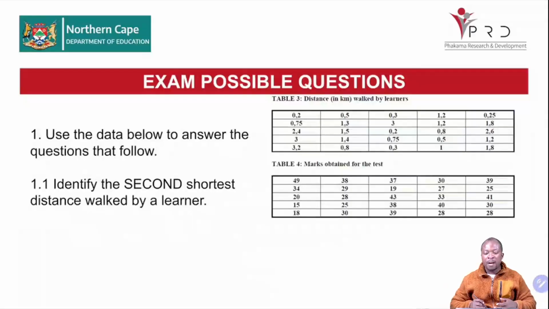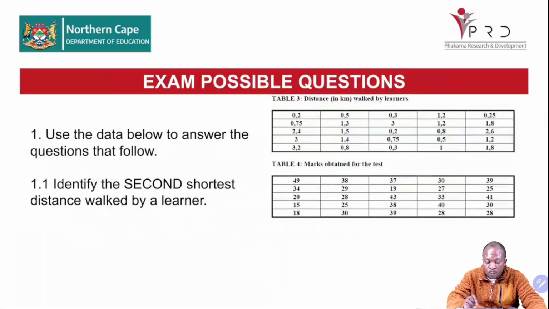Now I have spoken enough. Let's look at some few exam questions. Use the data alongside to answer the questions that follow. Question 1.1. Identify the second shortest distance walked by a learner. The second shortest. How do you find this one? It means you must start from the smallest. The next smallest value is what we call the second shortest.